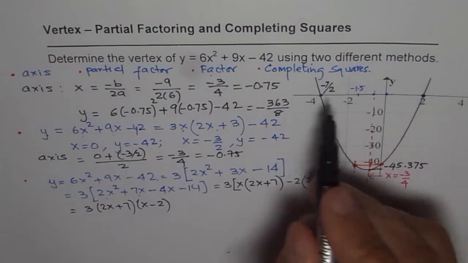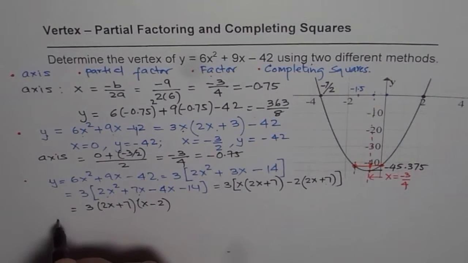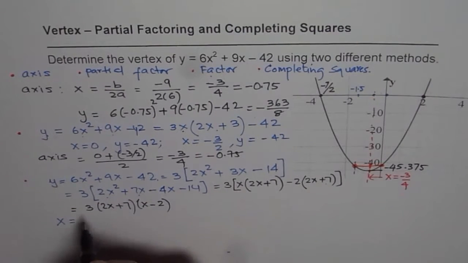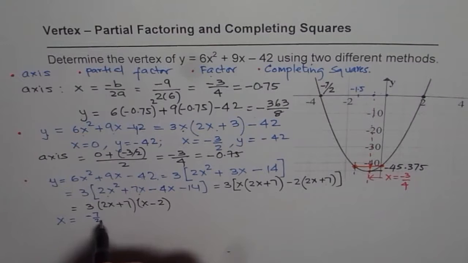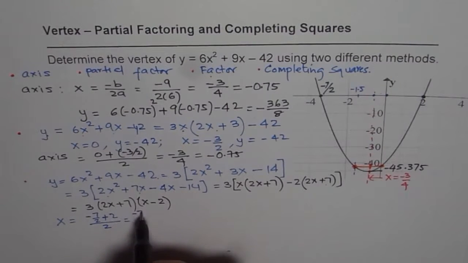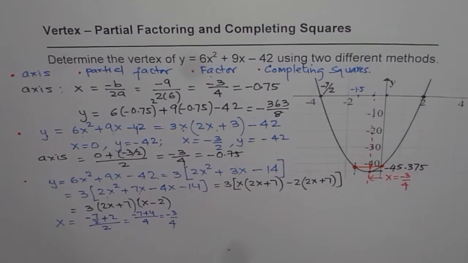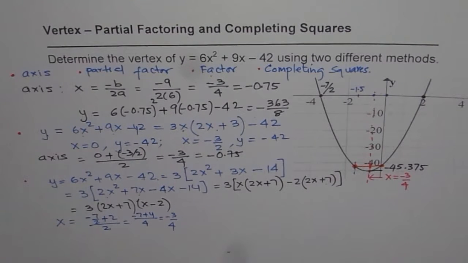So let us add them and divide by 2. Okay, so we get x equals minus 7 over 2 plus 2, divided by 2, right? That gives us minus 7 plus 4 over 4. That is again minus 3 over 4. Perfectly fine. So you get the same answer. That was method number 3.